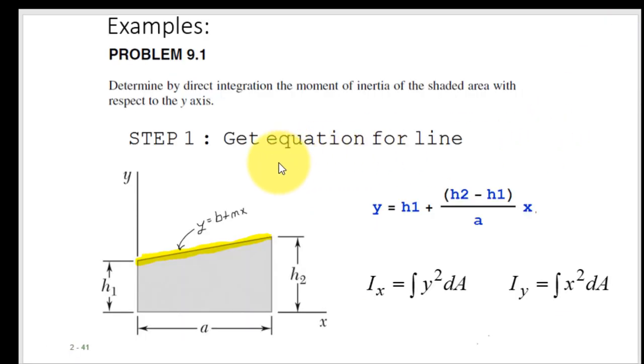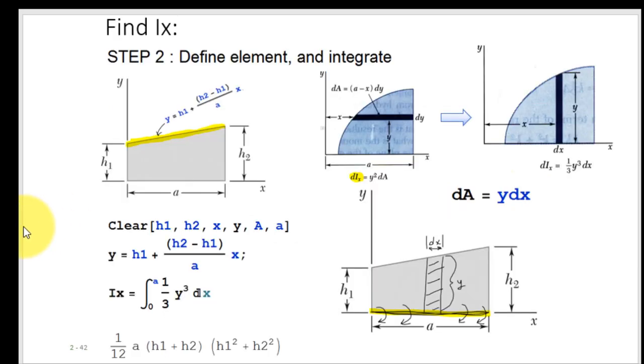Here's one more example. A lot of times they will not give you an equation, and you have to actually look at the dimensions of the shape to create your own equation to describe it. So this shape, it's just a linear line, right? Y equals mx plus b, where the slope is the change in the height over the length, h2 minus h1 over a. So hopefully it's not too difficult to create an equation here. And then for Ix and Iy, you're going to think through the easiest way to define your element. So let's go ahead and think through this element for Ix.